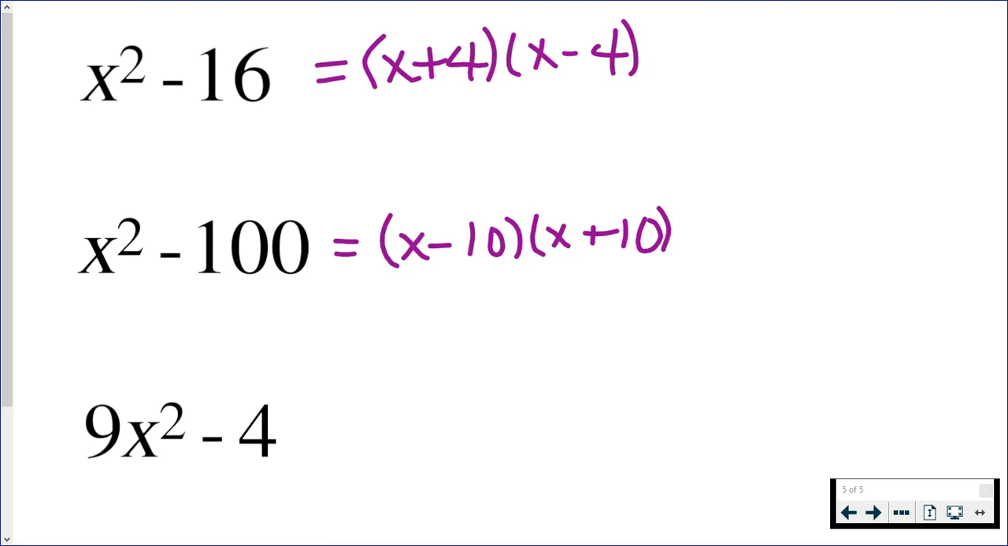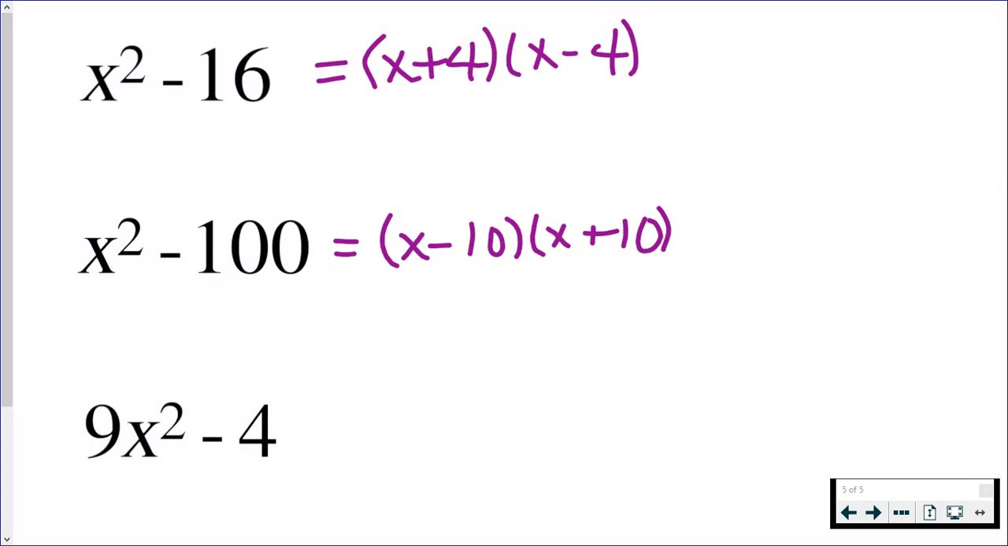So when you have the difference of squares, it doesn't matter if you put the plus first or the minus first, as long as they have opposite signs. So x squared minus 100 is just x plus 10, x minus 10, or I wrote it with the sign switched. It really doesn't matter.